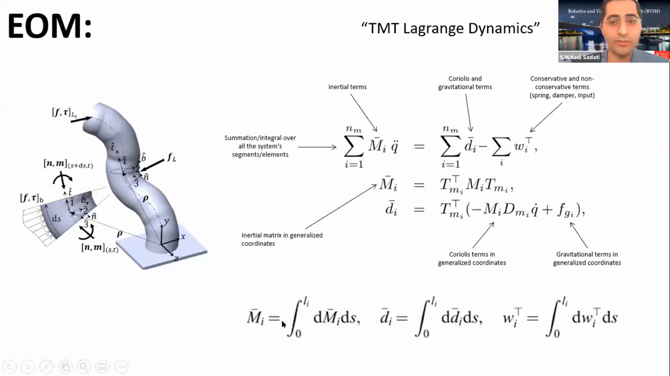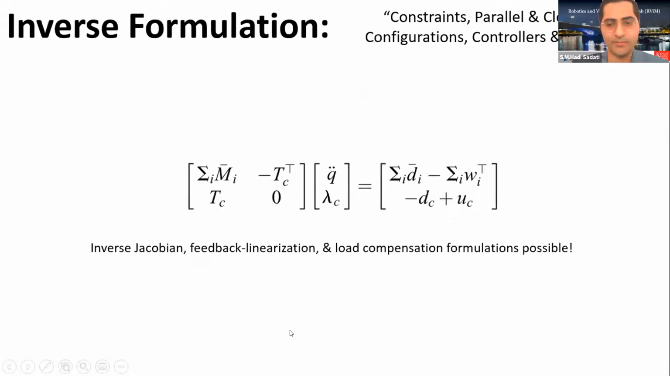The continuous implementation is just substituting sigma with integral. That easy. And I just want to point out, ending up with the vector form for the dynamic system, you can easily manipulate it into inverse formulations. You need that for handling constraints, parallel and closed loop configurations, and designing controllers and observers.